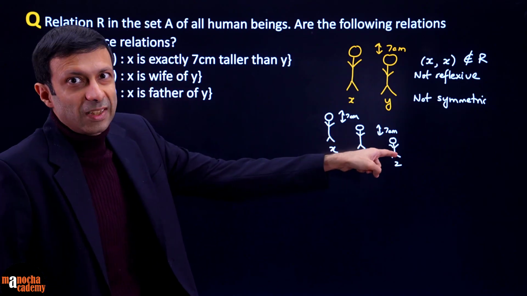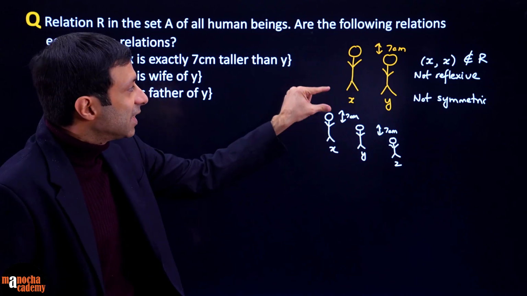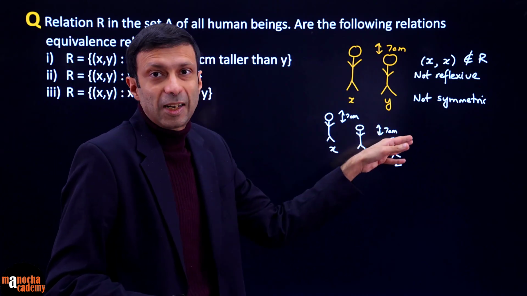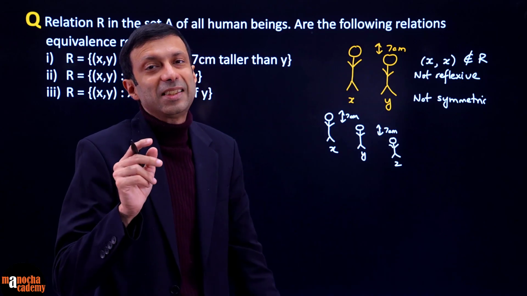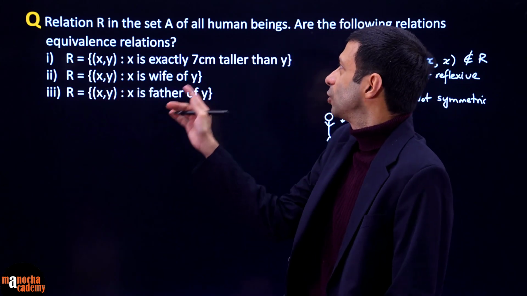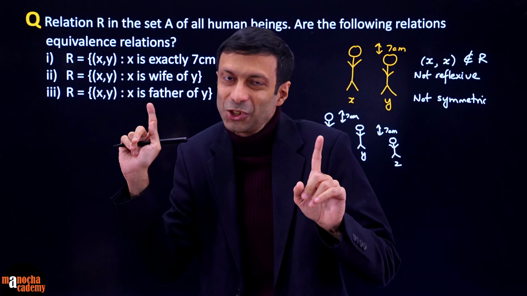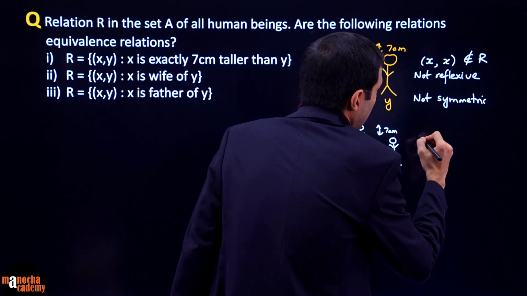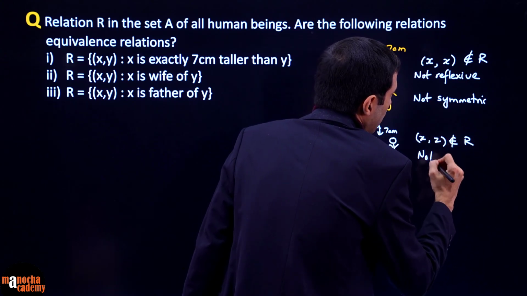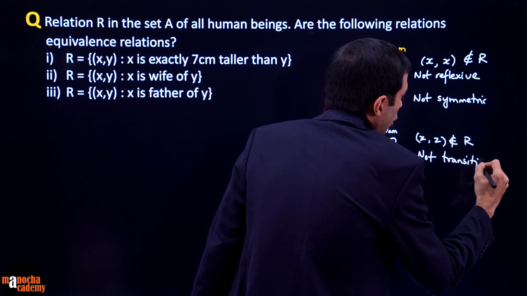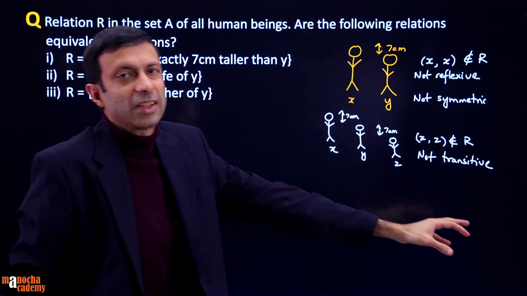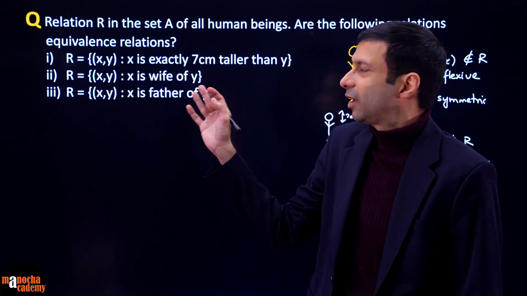Now the question is, is x comma z part of the relation? So x is definitely taller than z, right? But by how much? 7 plus 7, 14 centimeters, right? Because x is taller than y by 7, y is taller than z by 7, so x is taller than z by 14 centimeters. Clear? So will it belong to the relation? Absolutely not, because the relation says exactly 7 centimeters taller, not just taller, right? So we can see that x comma z is not part of the relation, unfortunately, so it is going to be not transitive. Clear? So yes, we could have stopped here itself, but we showed that the relation is not reflexive, not symmetric, not transitive, therefore definitely not an equivalence relation.